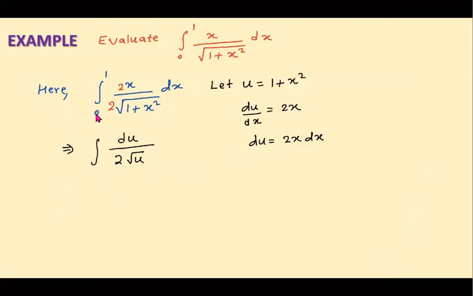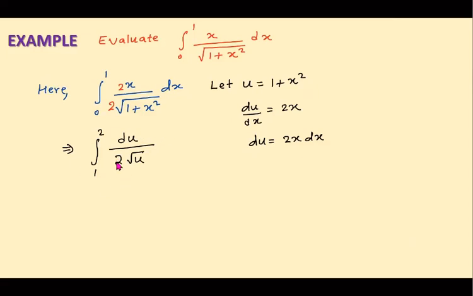Now, these are the limits of integration in terms of x. But I need the limits of integration in terms of u because here I'm integrating with respect to u. So when x equals 0, u will be equal to 1 plus 0 squared, which is 1. And if x is equal to 1, 1 plus 1 squared, that is 2. So we are integrating from 1 to 2.